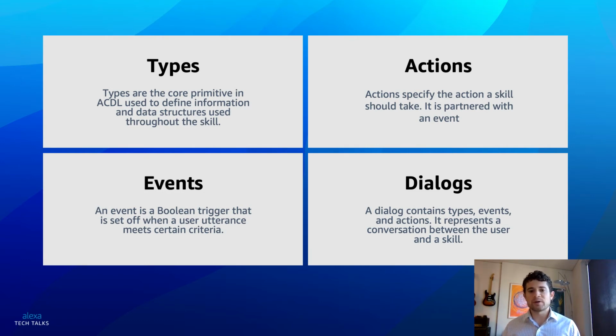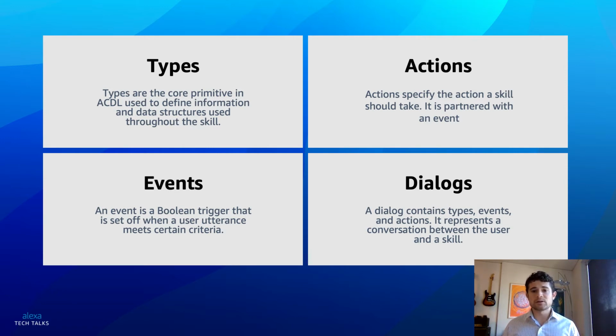The second type of keyword or artifact is events. Events are roughly equivalent to utterance groups or utterance sets for anybody who's familiar with the developer console experience. For someone who's not, basically, these are defined as a group of utterances, which we'll see in just a minute, that the user might say, attached to a trigger. So if the user says one of those things, then the event is triggered.